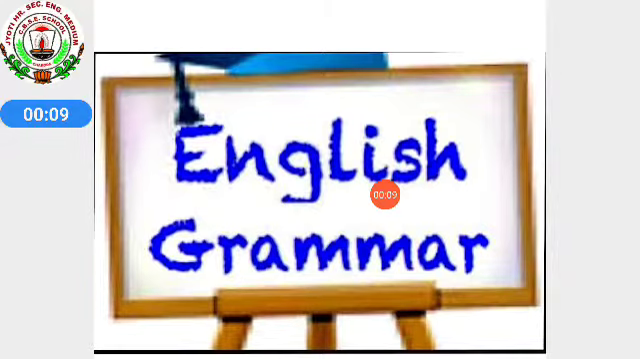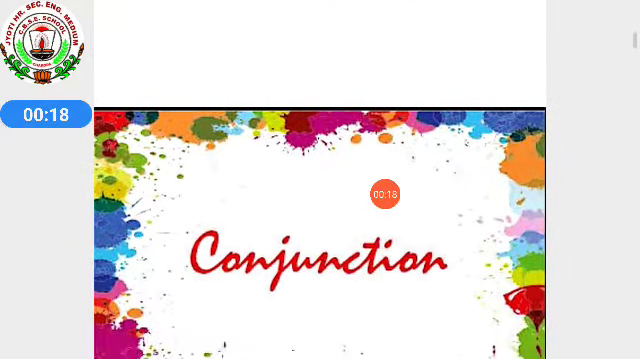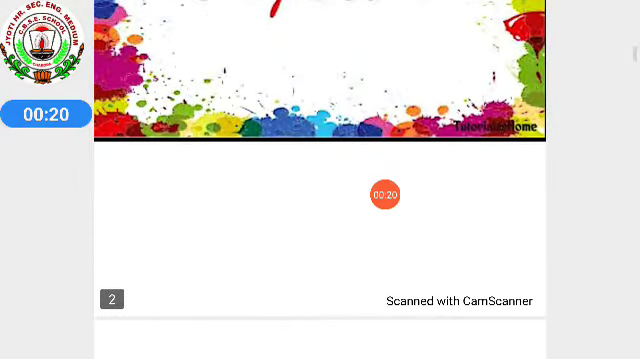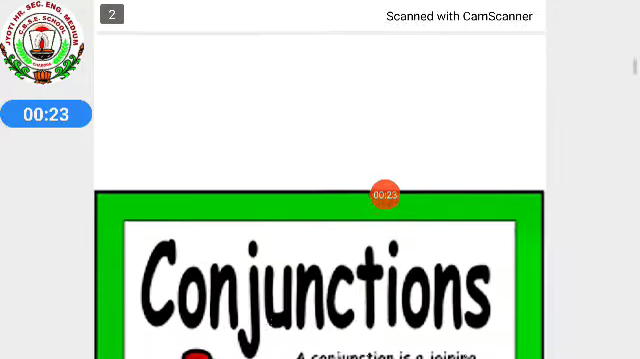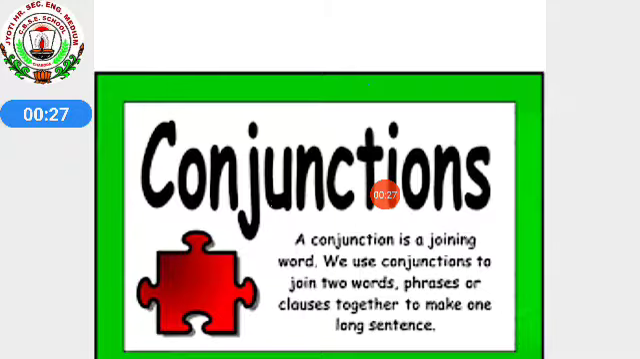Today, we will start a new chapter from your English grammar book, that is, chapter 13, Conjunction. First of all, we'll see the meaning of conjunction. What are conjunctions? A conjunction is a joining word. We use conjunctions to join two words, phrases, or clauses together to make one long sentence. So, what are conjunctions? They are joining words.